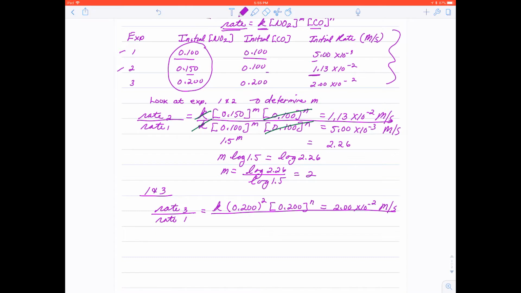I'll divide that by the rate of experiment 1, and here again we're going to have 0.1 to the second power, okay, and we multiply that by 0.1 to the n, and that's going to be equal to 5 times 10 to the negative 3 molar per second.